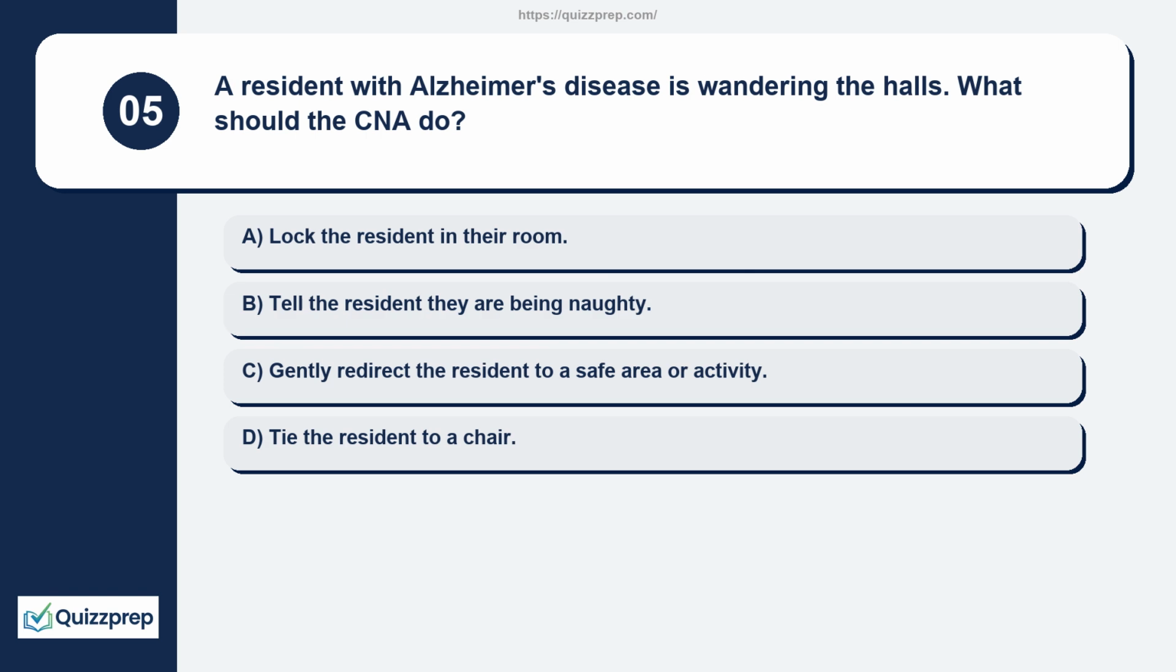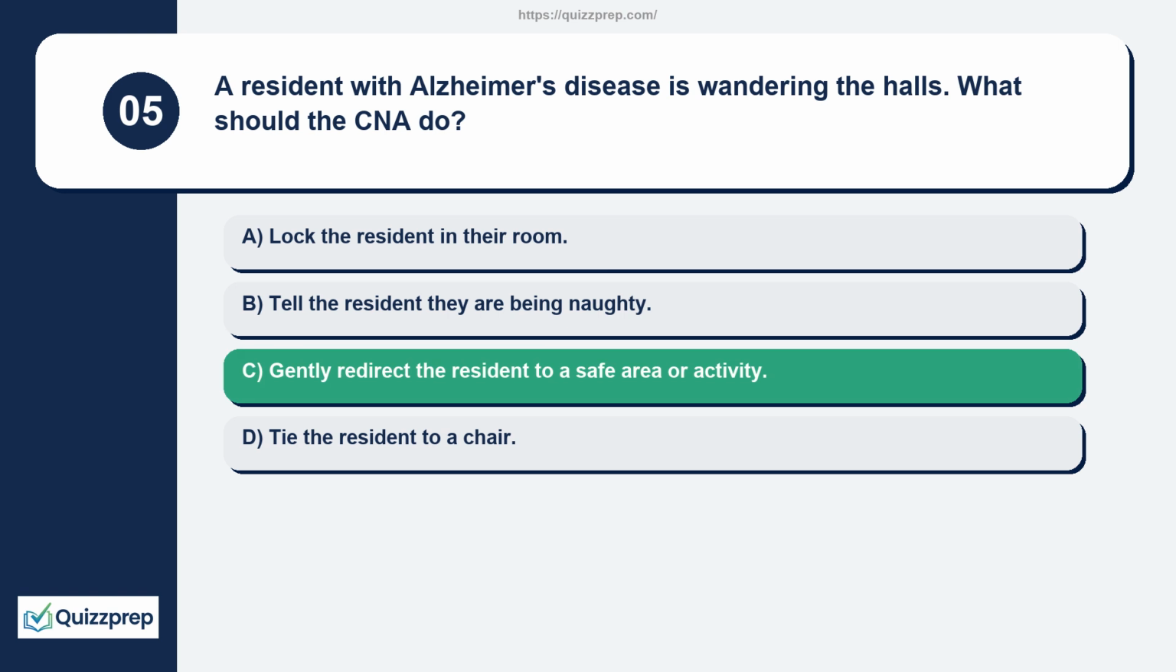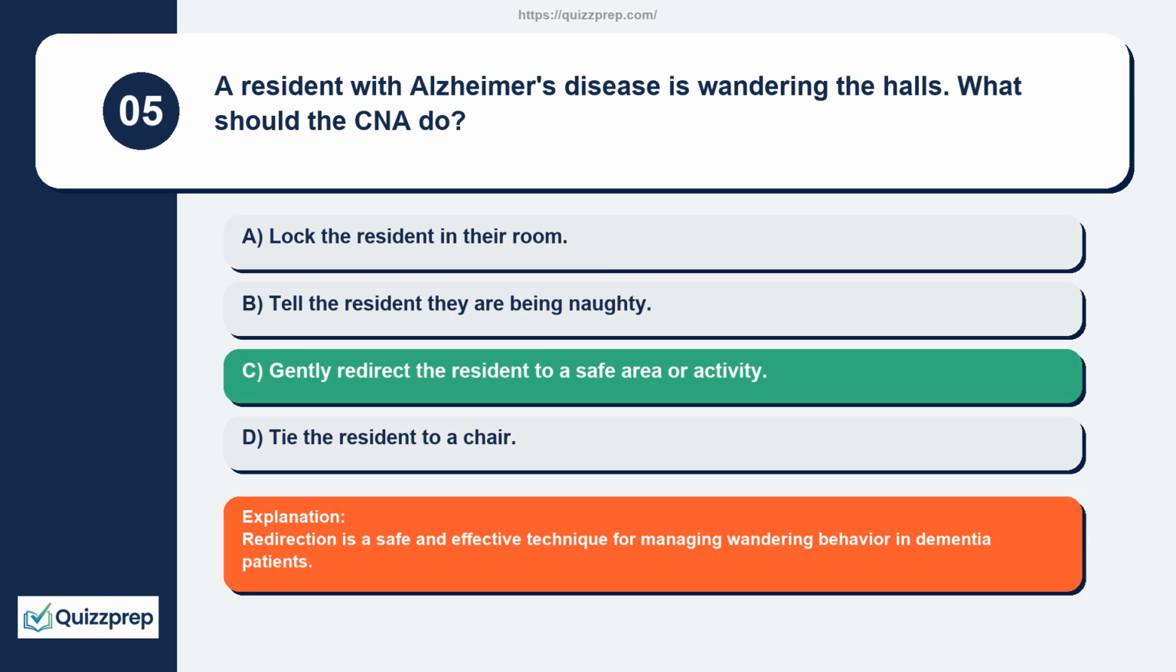Question 5. A resident with Alzheimer's disease is wandering the halls. What should the CNA do? Lock the resident in their room, tell the resident they are being naughty, gently redirect the resident to a safe area or activity, tie the resident to a chair. Redirection is a safe and effective technique for managing wandering behavior in dementia patients.